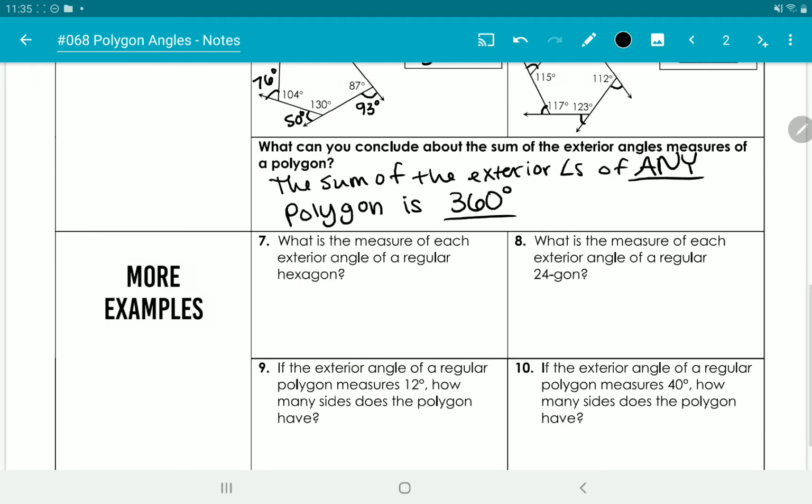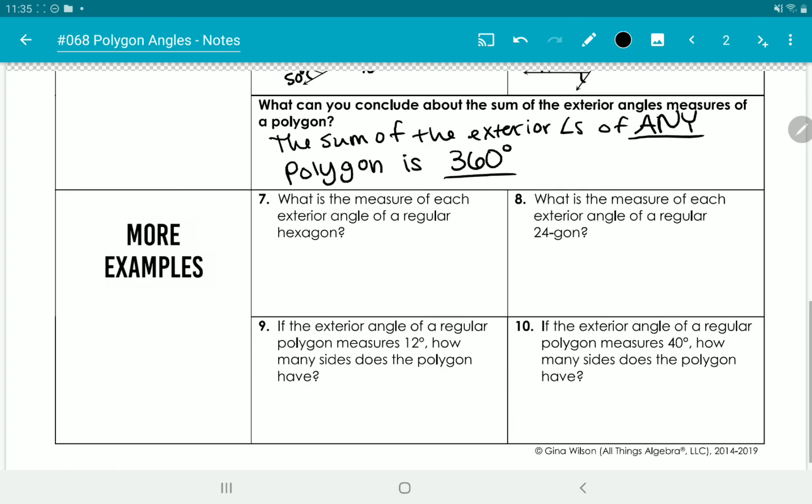Okay, so what is the measure of each exterior angle of a regular hexagon? Well, we have a hexagon, so it's going to be like this. All the sides are the same because it's regular and all the angles are the same. Not a very well drawn picture, it's okay though. So there's 6 angles, and so that means there's going to be 6 exterior angles.